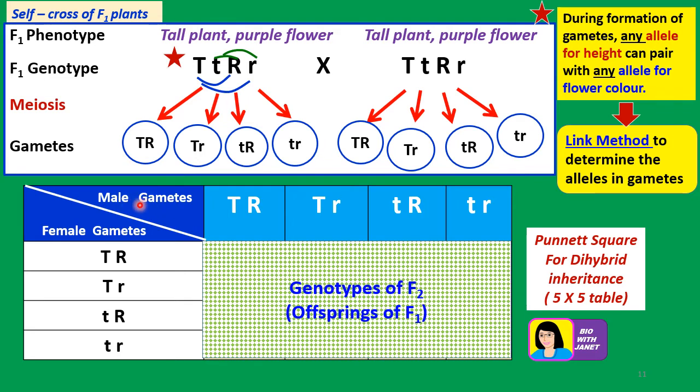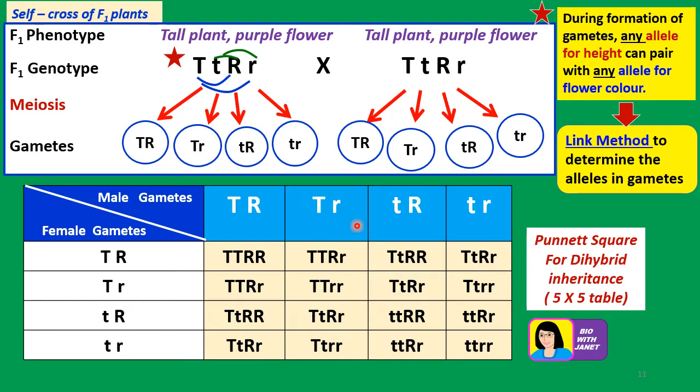male gametes, the title male gametes. So all the male gametes are written here. Now transfer from the gametes here. Just write down the alleles for each gamete. So big T, big R. Then this one, transfer here, big T, small r. Small t, big R, and small t, small r.